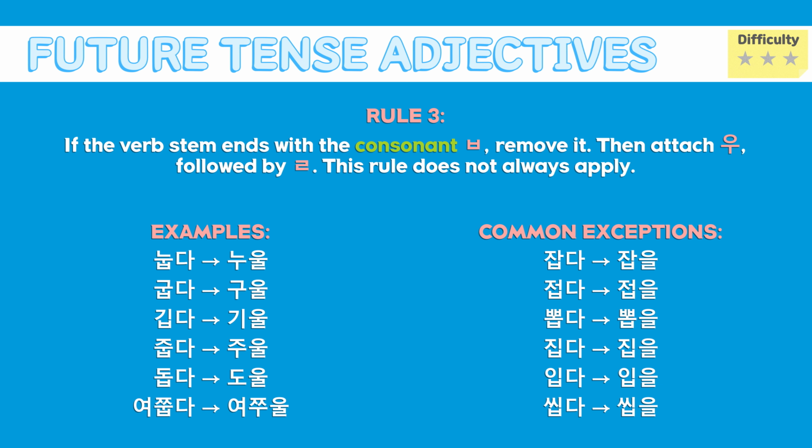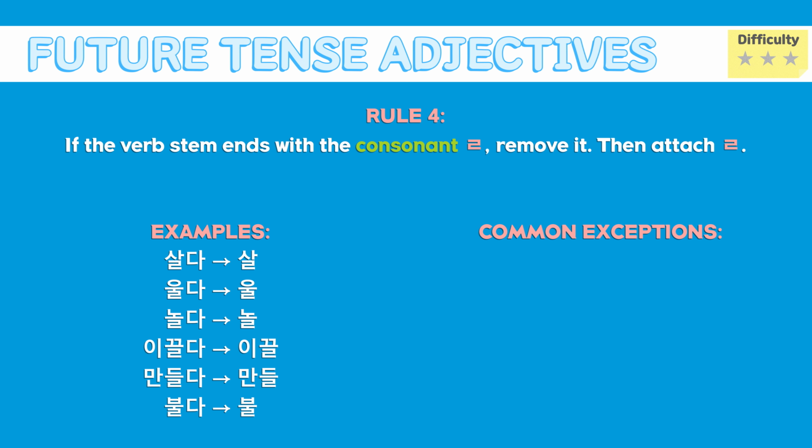Rule 3. If the verb stem ends with the consonant 비읍, remove it, then attach 우 followed by 리을. This rule does not always apply. Here are some examples and some exceptions. You can pause the video here. Rule 4. If the verb stem ends with the consonant 리을, remove it, then attach 리을, so it looks the same. Here are some examples. You can pause the video here.